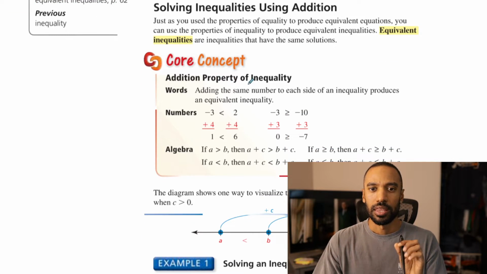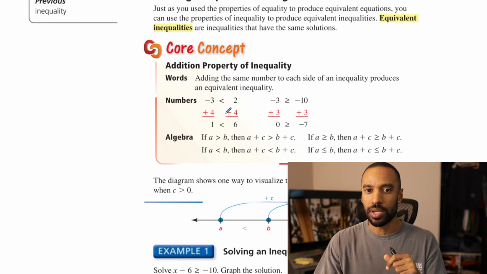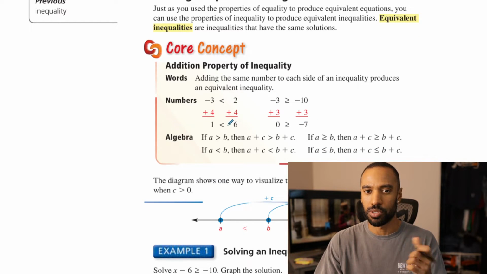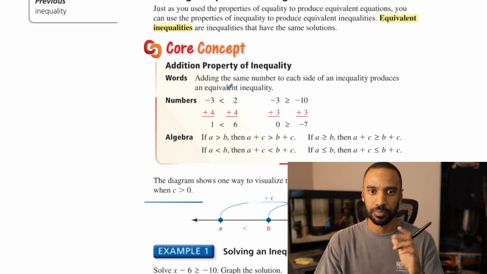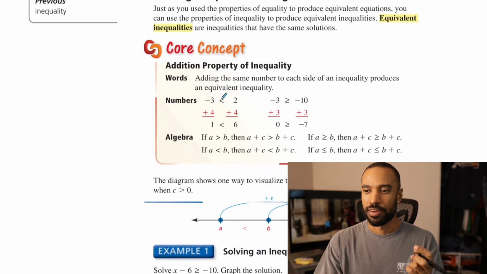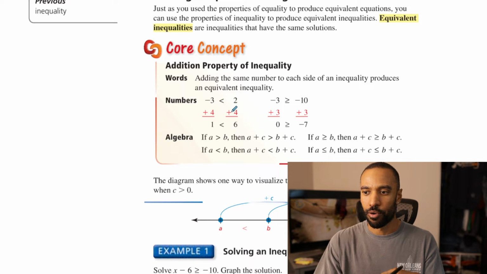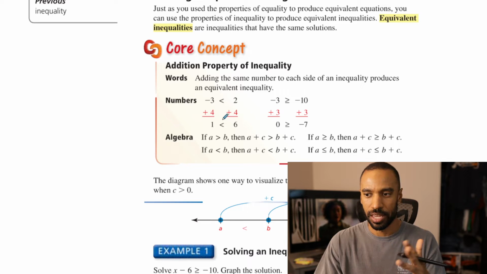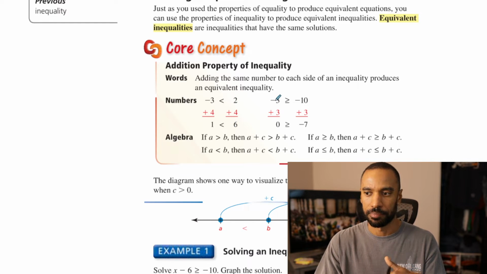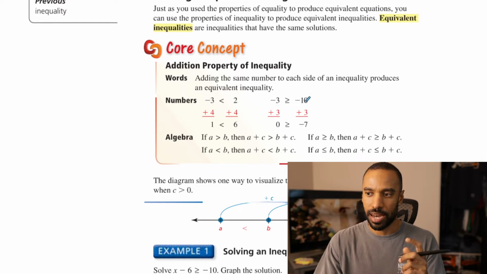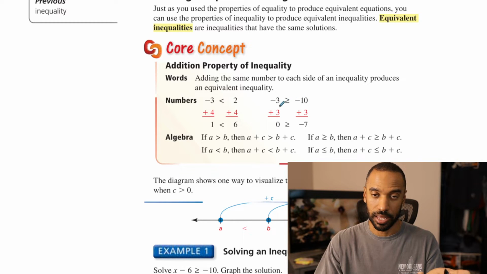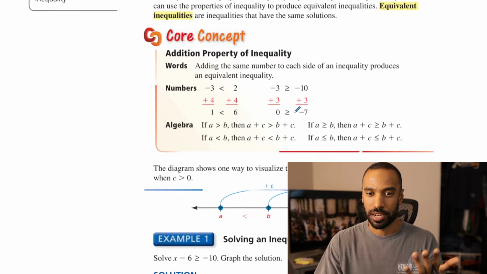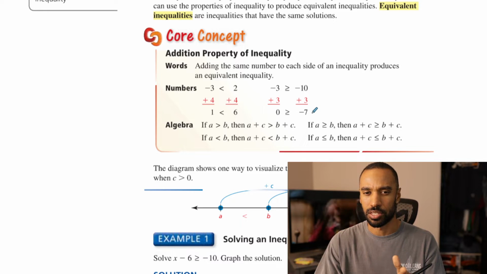So, the addition property of inequality states that you can add the same thing to both sides of an inequality and it would yield the same result as you had previously. It produces something equivalent. If negative 3 is less than 2, adding 4 to both of these won't change the fact that 1 is still less than 6. Whatever was on the left is still less than whatever was on the right. Now, negative 3 is greater than or equal to negative 10, add 3 to both sides. The left side is still greater than or equal to the right side as that stays equivalent.